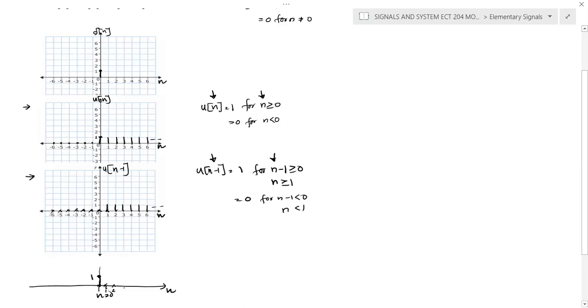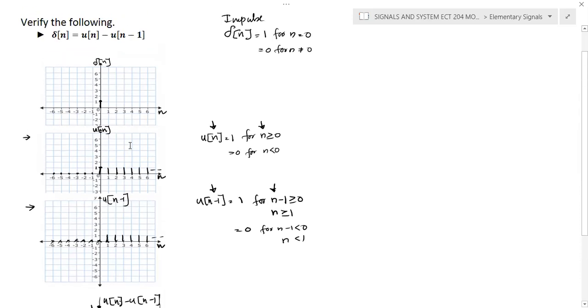And 2, again you will get 0. 3, again you will get 0. 4, and for negative values of n, for minus 1, minus 2, minus 3, etc., again you will get 0. So u of n minus u of n minus 1 is having non-zero magnitude only at n is equal to 0, which is similar to del of n. So graphically we can verify this particular relationship. That is del of n is equal to u of n minus u of n minus 1.